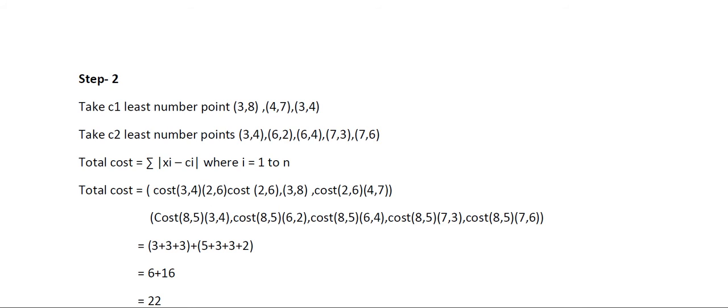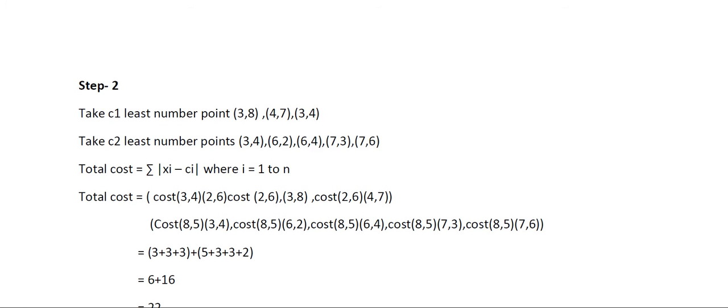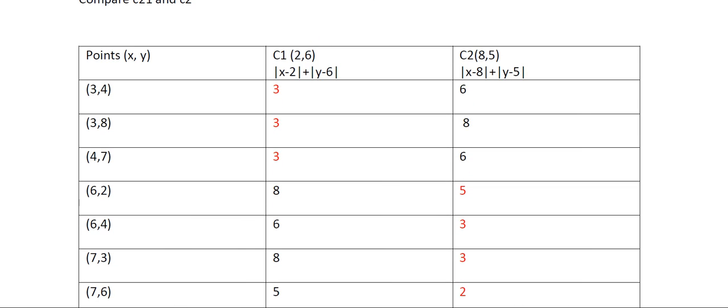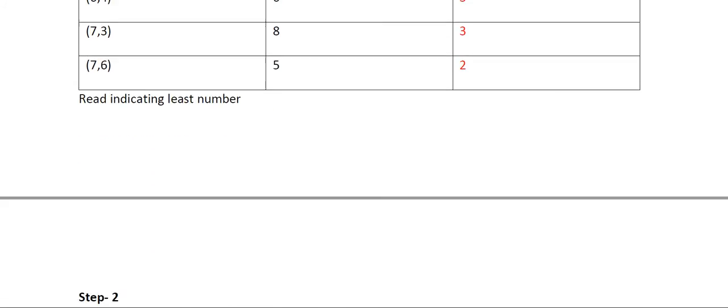Total cost is equal to the summation of modulus xi minus yi, where i is equal to 1 to n. What does that mean? Whatever values we got in C1 and C2, these 3 values, we have to take.